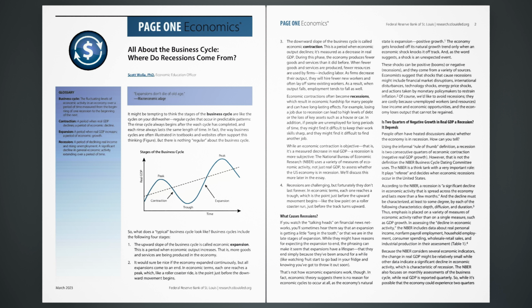For example, losing a job due to recession can lead to high levels of debt or the loss of key assets such as a house or car. In addition, if people are unemployed for long periods of time, they might find it difficult to keep their work skills sharp, and they might find it difficult to find another job. While an economic contraction is objective, that is, it's a measured decrease in real GDP, a recession is more subjective. The National Bureau of Economic Research, NBER, uses a variety of measures of economic activity, not just real GDP, to assess whether the U.S. economy is in recession. We'll discuss this more later in the essay.